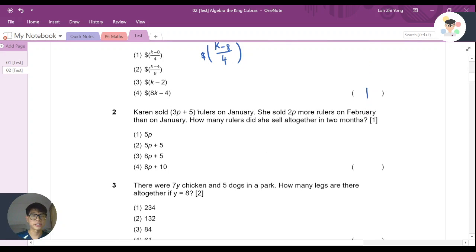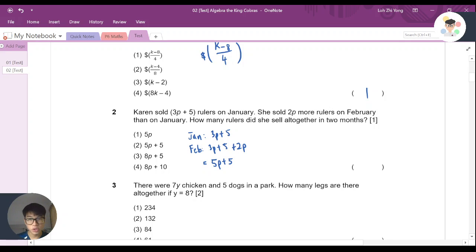The second question says that Karen sold 3p plus 5 rulers on January. So let me just write down here, January, 3p plus 5. She sold 2p more rulers on February. So February here is 3p plus 5, 2 more, so I need to plus 2p. So it will be 5p plus 5.